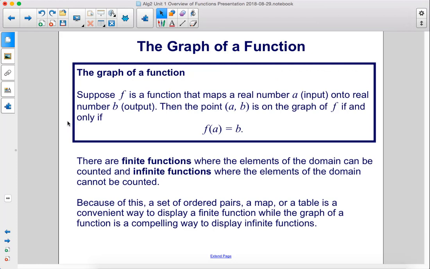The graph of a function. Suppose f is a function that maps a real number a, the input, onto real number b, the output. Then the point (a, b) is on the graph of f if and only if f of a equals b. There are finite functions where the elements of the domain can be counted, and infinite functions where the elements of the domain cannot be counted. Because of this, a set of ordered pairs, a map, or a table is a convenient way to display a finite function, while the graph of a function is a compelling way to display infinite functions.